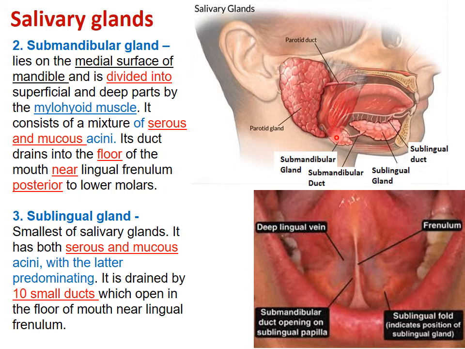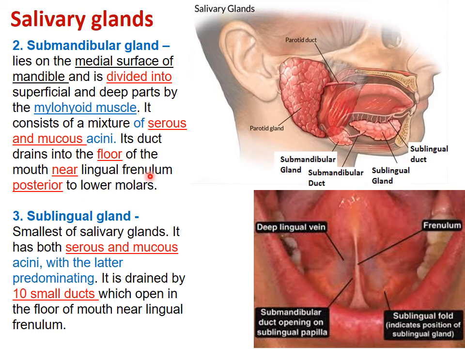So this is the deep part, and the mylohyoid muscle has been removed from here to show the deeper part. It consists of a mixture of serous and mucous acini. Serous gives water, electrolytes, enzymes; mucous gives mucus, lipids, right? It secretes both types of secretions. Its duct drains into the floor of the mouth near the lingual frenulum, posterior to the lower molars.